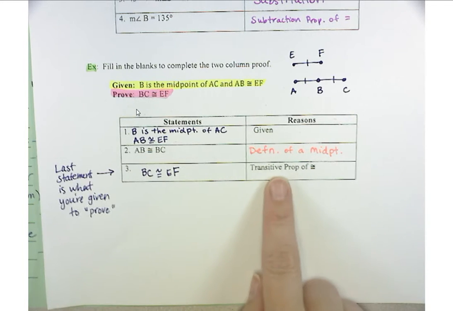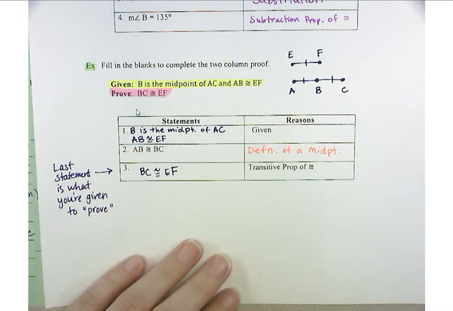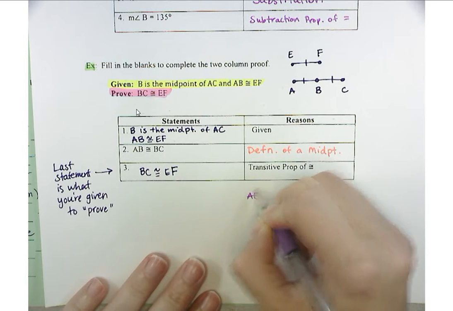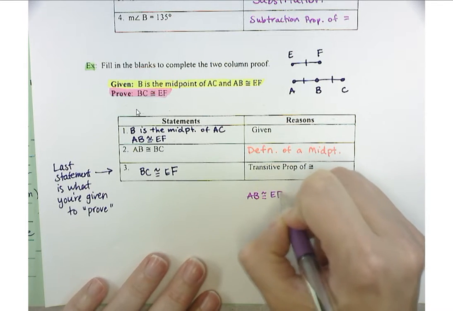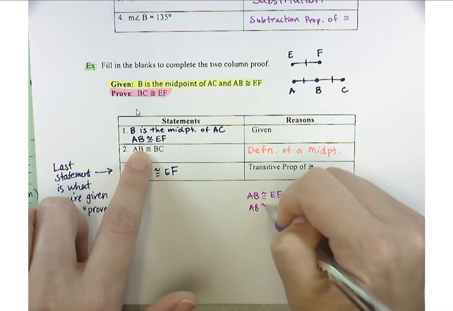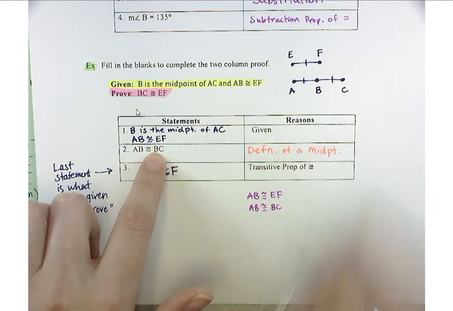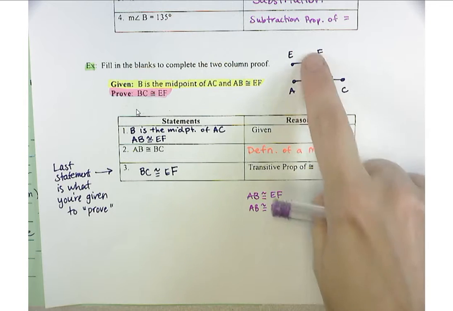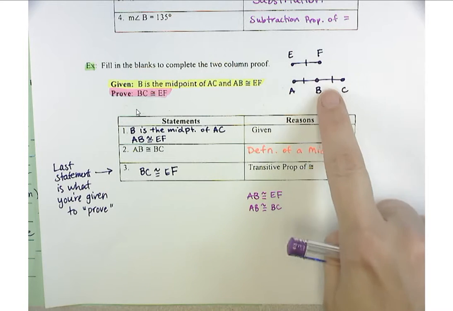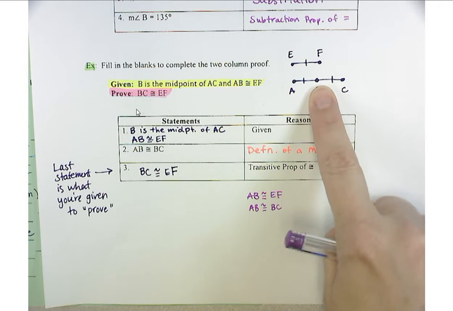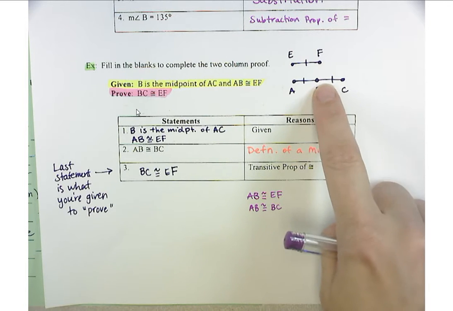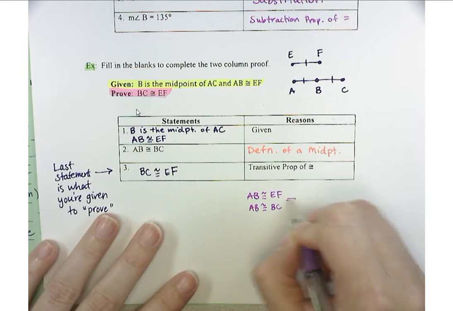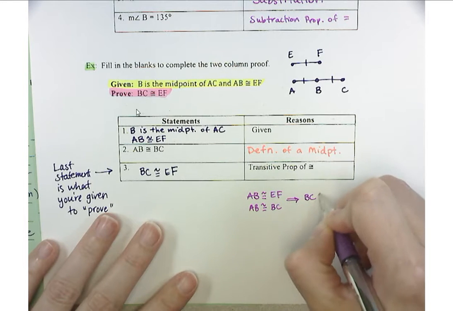So the transitive property, right? This is saying here that AB is congruent to EF. Then here we said AB was congruent to BC. So if AB is congruent to BC and it's congruent to EF, doesn't it make sense that BC and EF are also congruent? When you have them marked the same, you can see that. They're all marked with one dash mark. Okay, so then that leads to BC is congruent to EF.